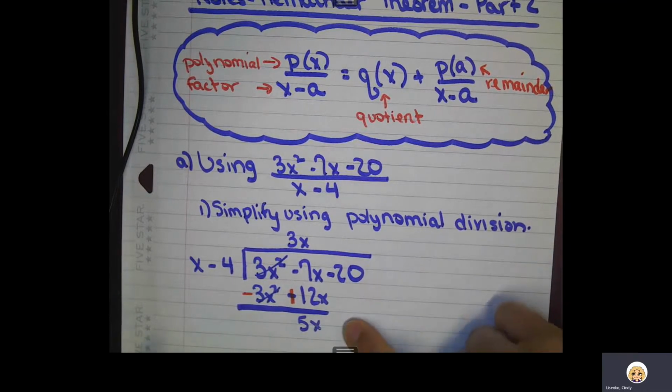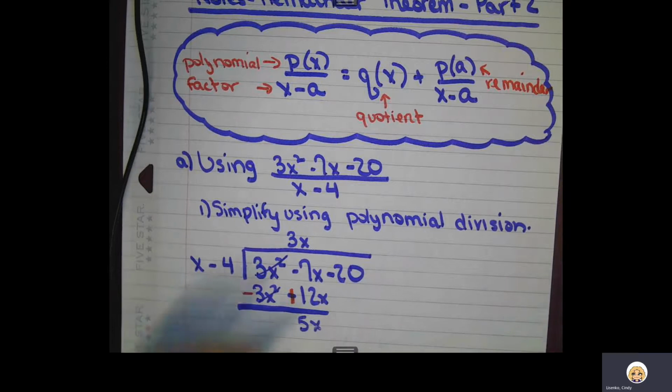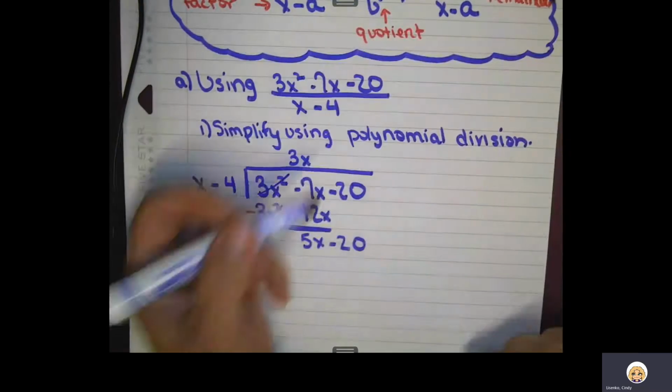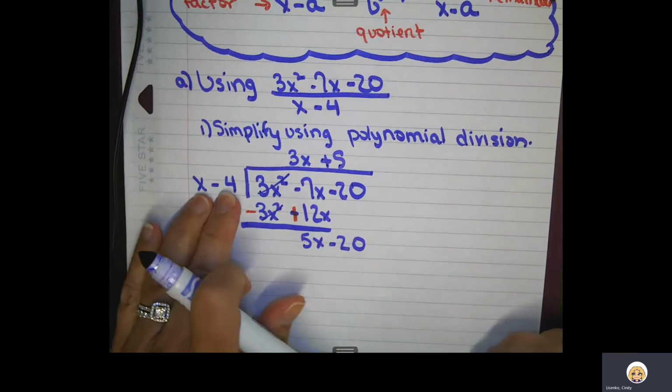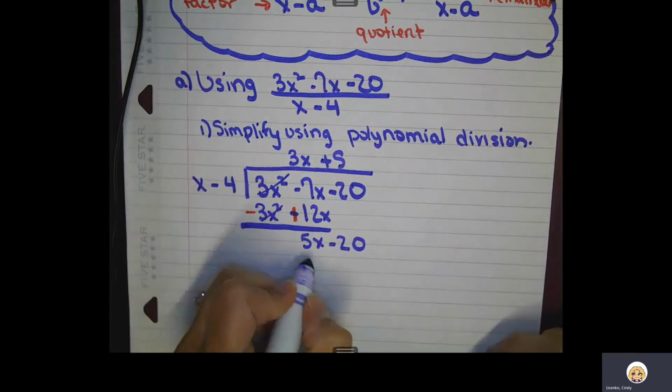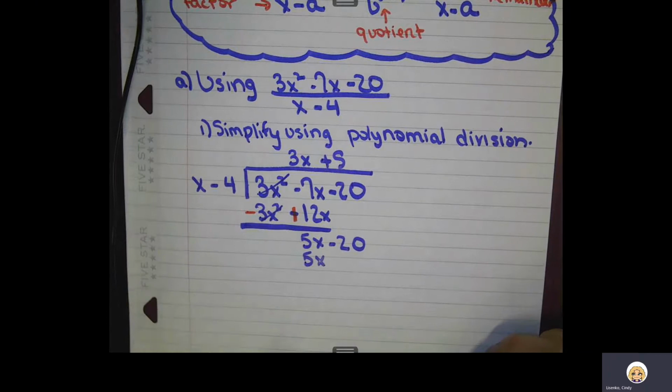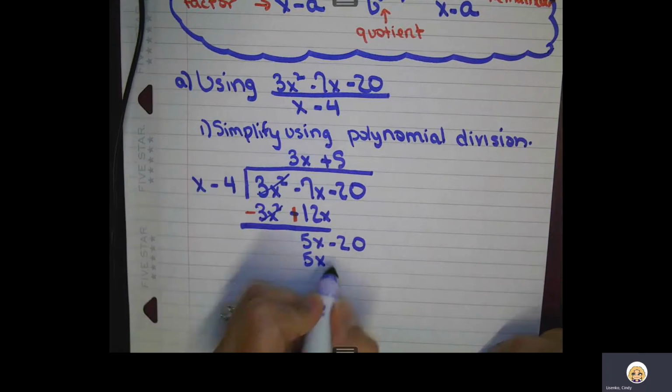And now I bring down the next term. Since I'm dividing by 2 terms, I need 2. So I bring down the minus 20. Now we compare the first terms again. x times what gives us 5x? That would be a positive 5. So I'm going to put a positive 5 up here. We are going to multiply both of these terms by 5. So x times 5 is 5x. That goes underneath. 5 times negative 4 is negative 20.